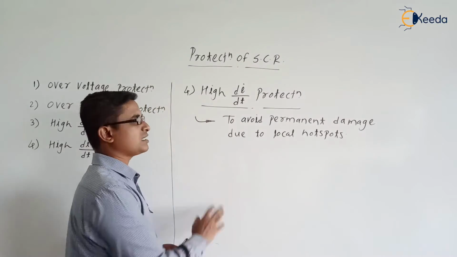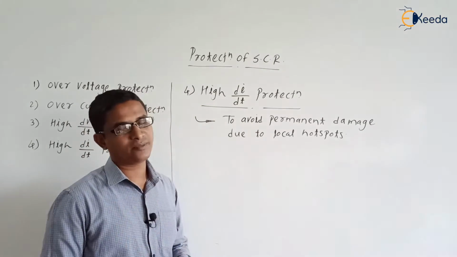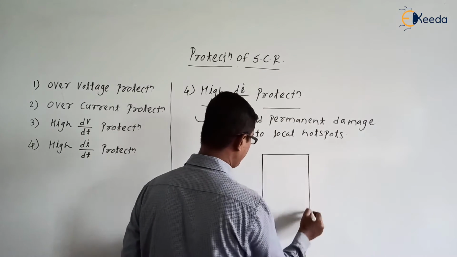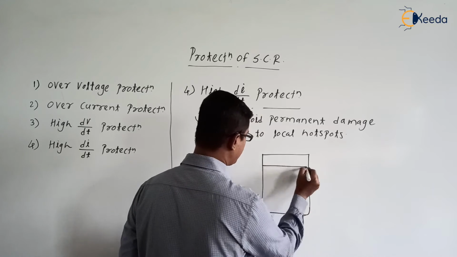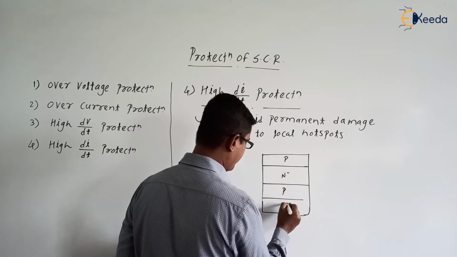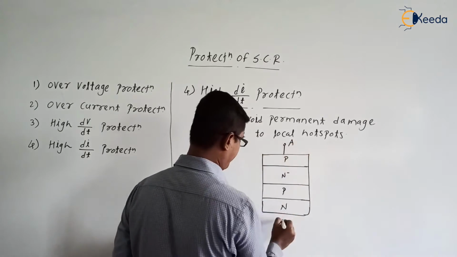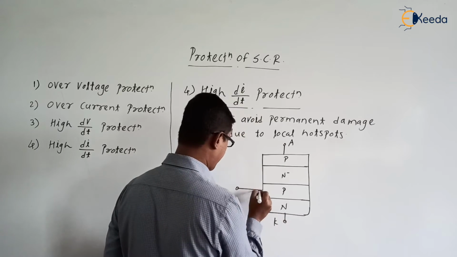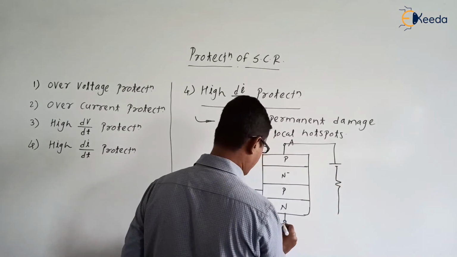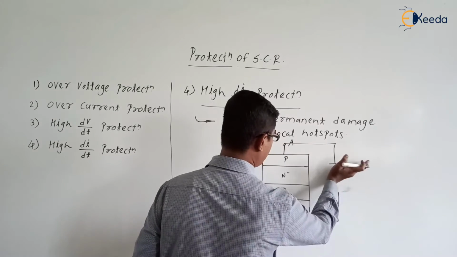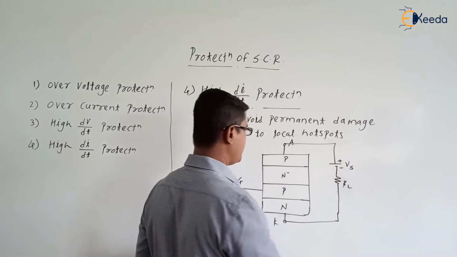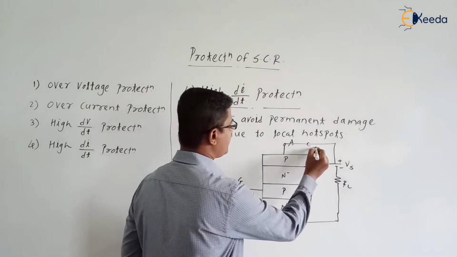First, let us discuss how the local hotspots are created. As we know, SCR is a PNPN structure, with P, N minus, P and N. This is the anode, this is the cathode, and here is the gate. Suppose the SCR is in the on state. Now here we have the current IA.